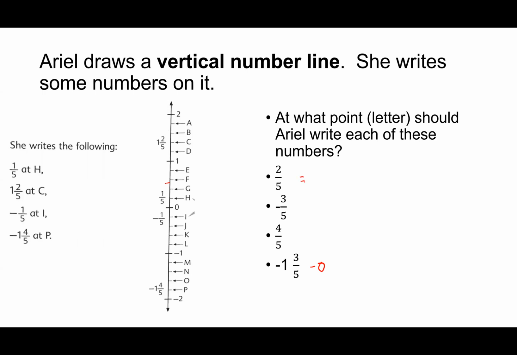At 2/5 was what? Okay, and then let's fix 3/5 because Dorothy was right. That's a negative in front of it. What's at -3/5? What is it? Yeah. K. Good job. And at 4/5 was what? E. Okay, and then we had -1 3/5 was O. Good job, guys.